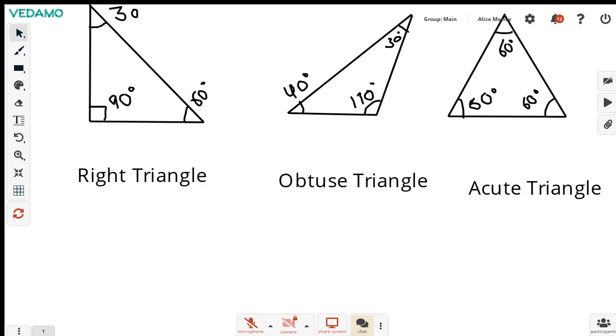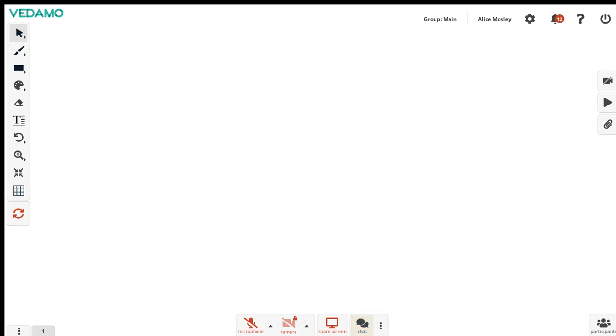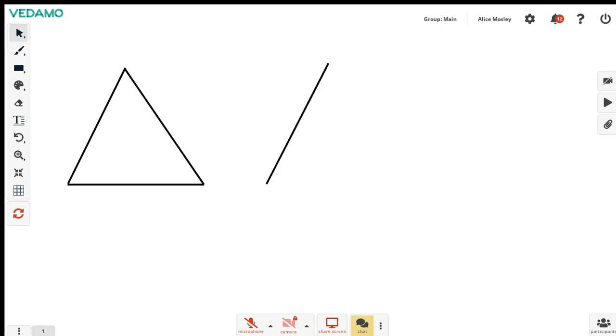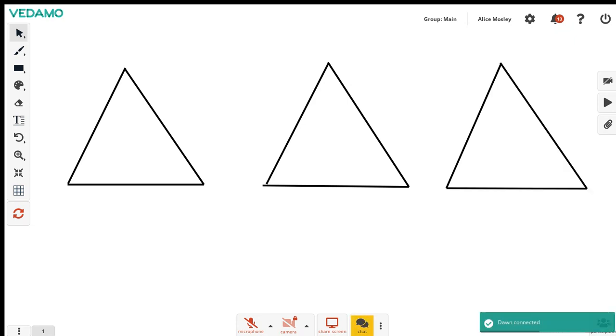So let's move on to the three different types of triangles. This triangle classification is done according to angles. When you see different types of angles, you call them right angle, obtuse and acute. Similarly, in triangles you define right triangle, obtuse triangle, and acute triangle. This is something which we all know.